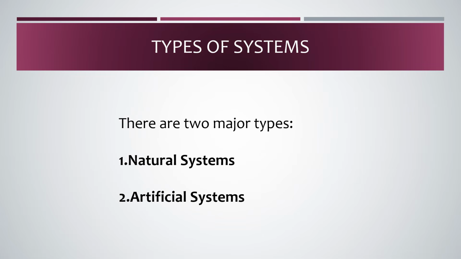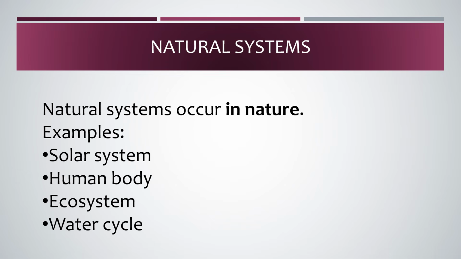Now let's see the types of systems. There are two major types of systems. The first one is natural systems and the second one is artificial systems. Now let's see what natural systems are. Natural systems are those systems which occur in nature.